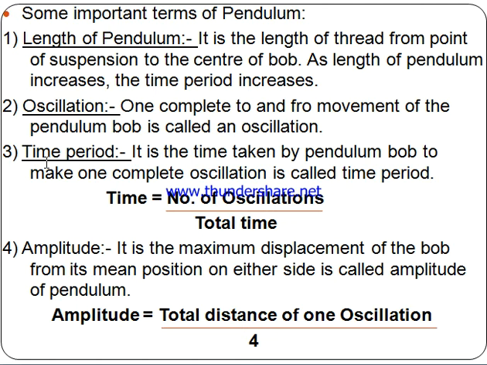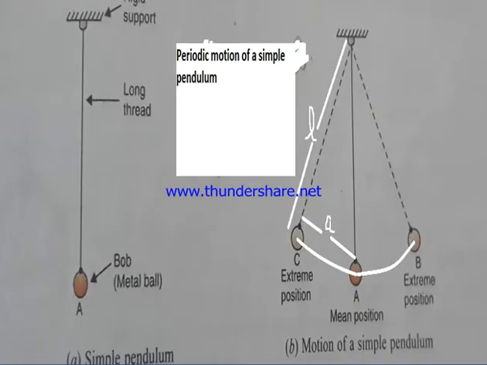Third one is time period. How is the time period measured? It is important because measuring the time period of one oscillation is difficult. It is measured in terms of average. How it works, I am describing to you.